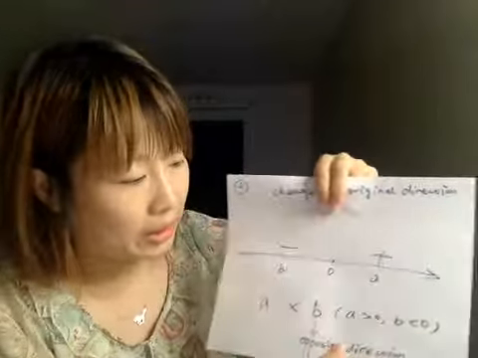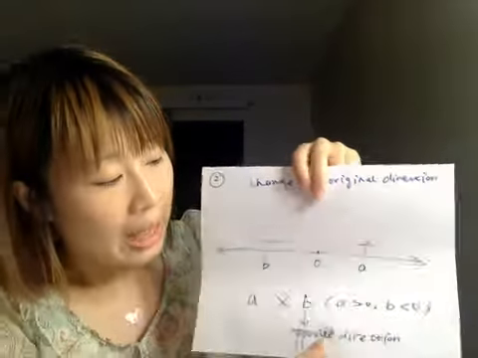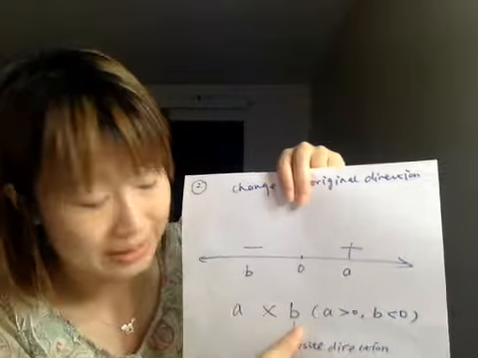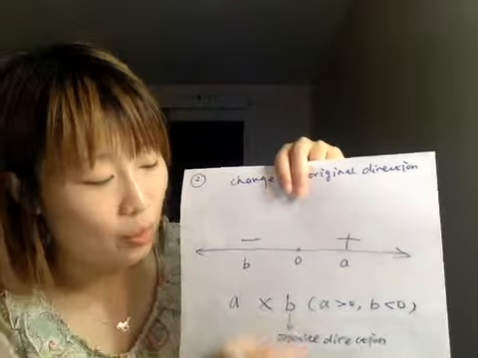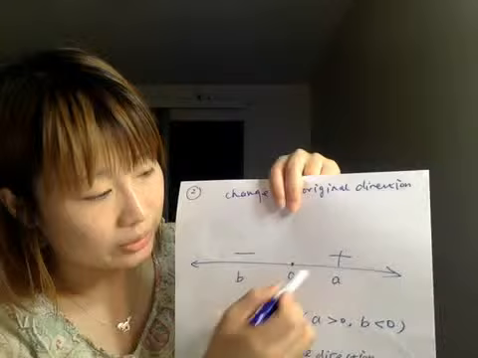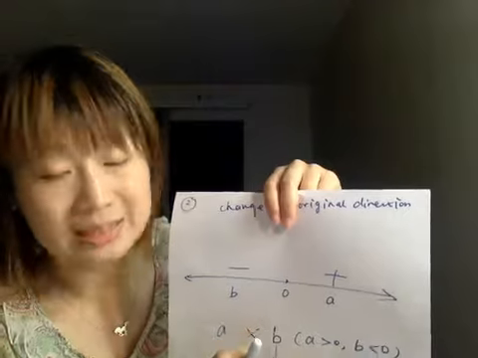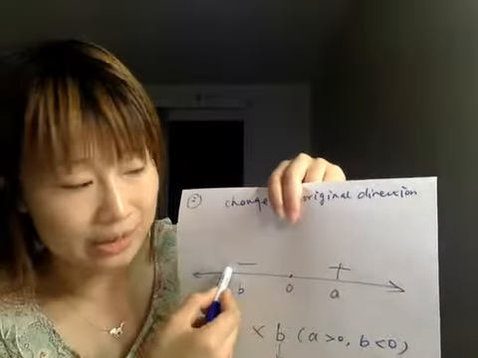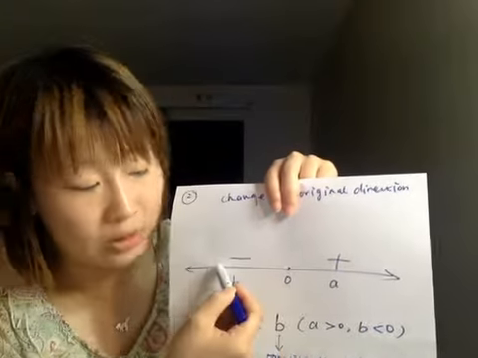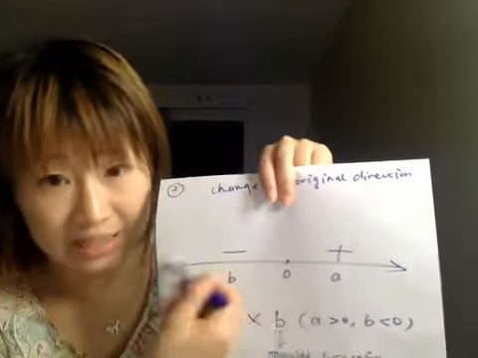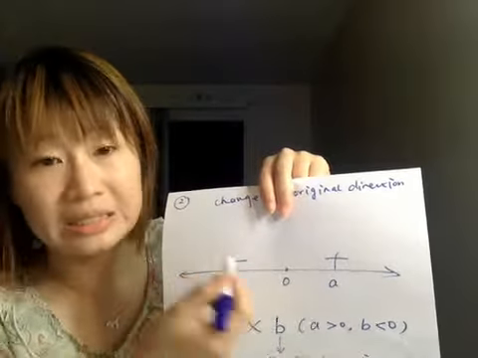We have a and b, where a is a positive number and b is a negative number. Now b is the multiplier, and it is a negative number. The original direction of a goes this way, and the multiplier is a negative number, so we change the original direction. That means the result is totally different: it must go in the negative direction this way. So a times b is always a negative number.